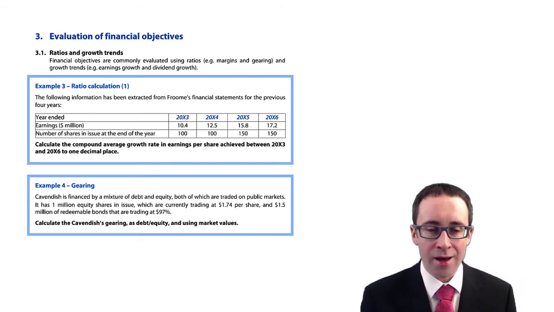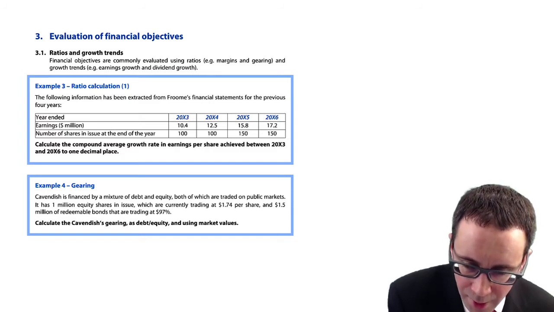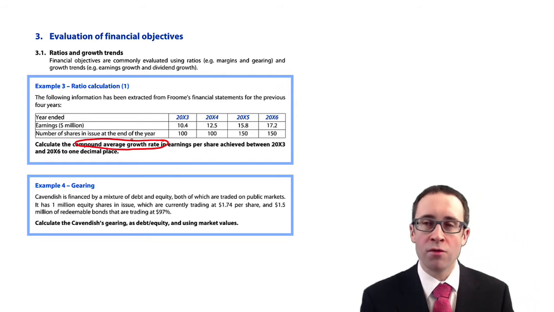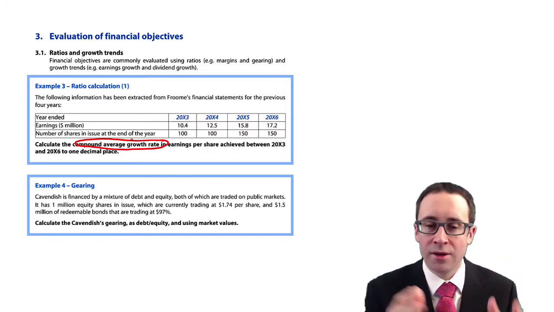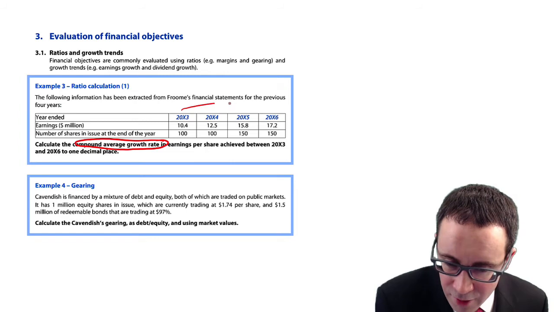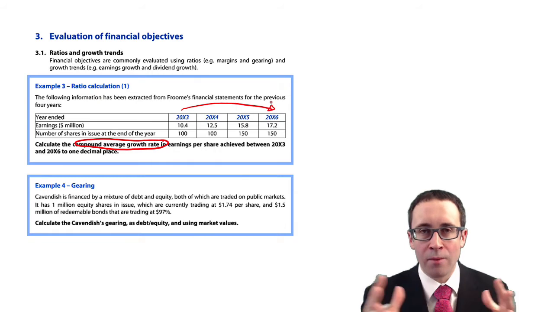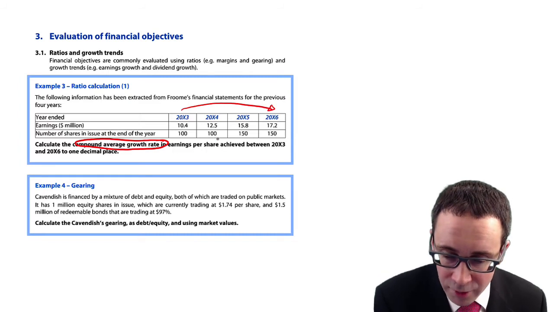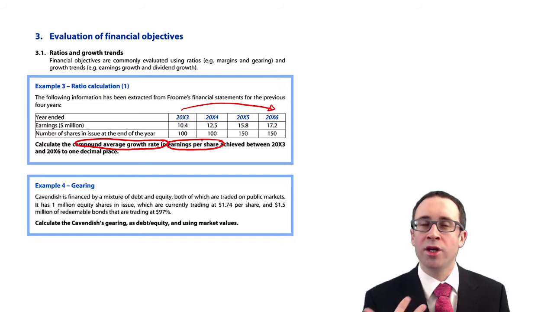So first of all, the example we've got is all about your ratio calculations. I think this one is thinking more about your growth, so we're going to work out the compound average growth rate. Compound is not looking at it from year to year, it's looking over a period of years. Here we're looking at X3 to X6, so we're going to compound it up from X3 to X6. The key bit within this question, you've got to be very careful, is that it's looking at your growth in your earnings per share.